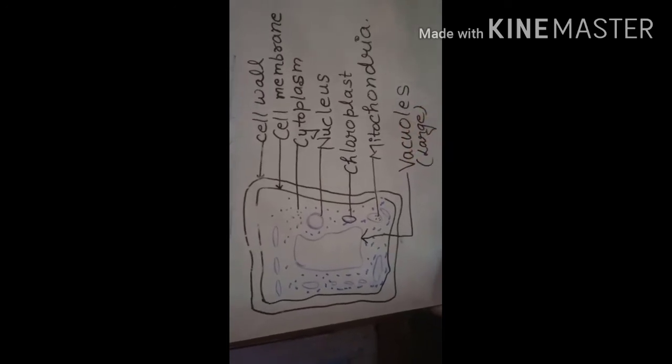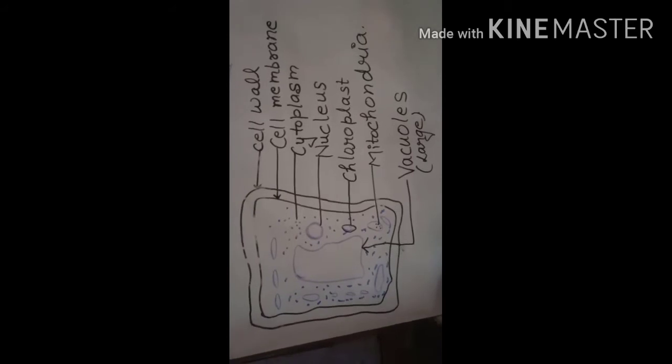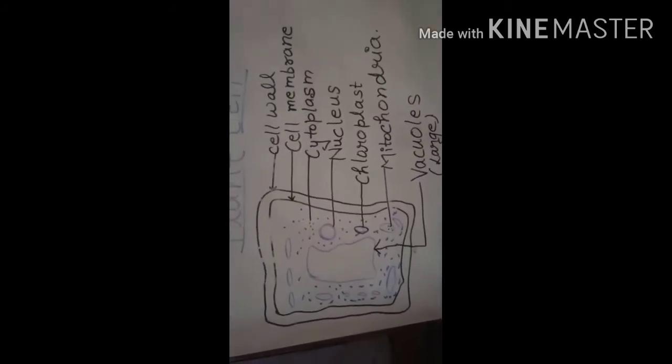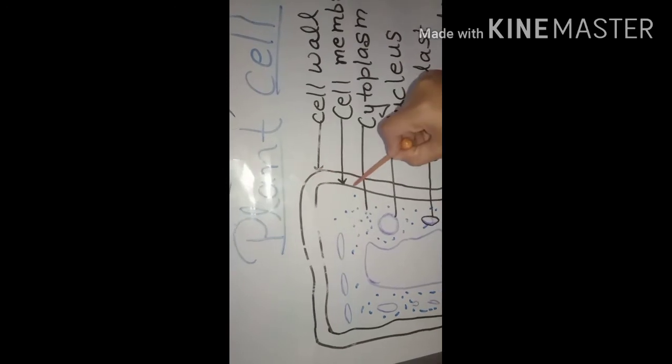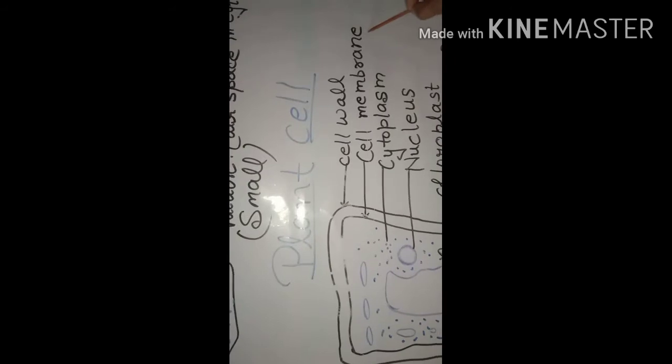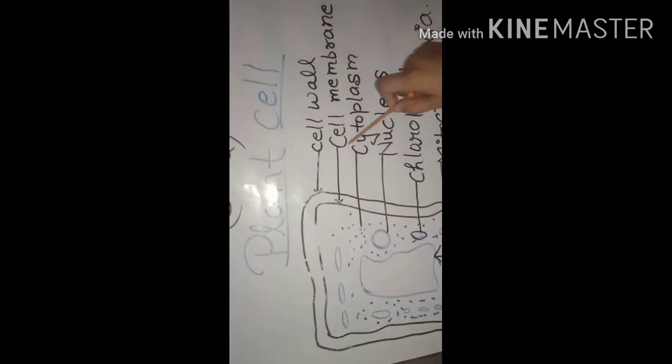Now see what the functions of the cell wall, chloroplast and large vacuoles are in the plant cell. All plant cells have a thick cell wall around the cell membrane. As you can see in the figure, this part is known as the cell membrane, and it is surrounded by the thick part that is called the cell wall.